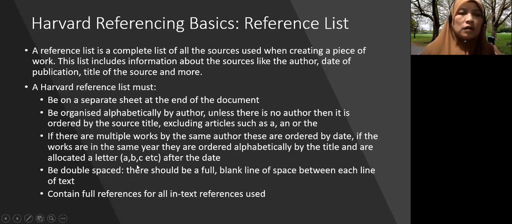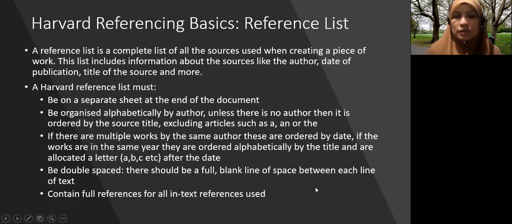And if there are multiple works by the same author, then you need to arrange the list by date, the earlier dates followed by the later dates. If it happens that in one particular year the author published multiple works, then you have to arrange the titles alphabetically.